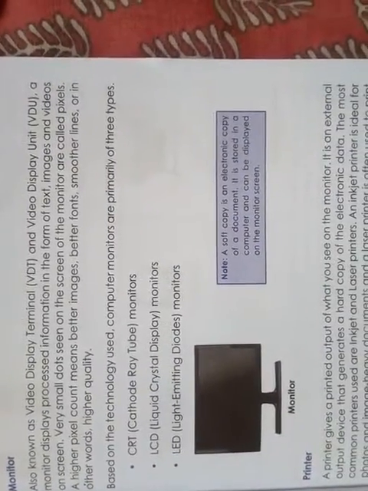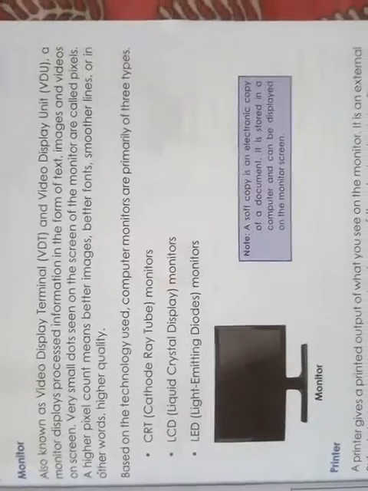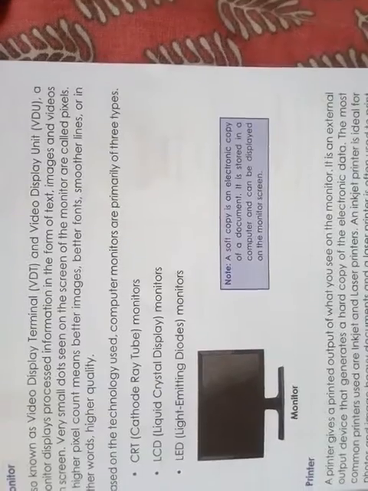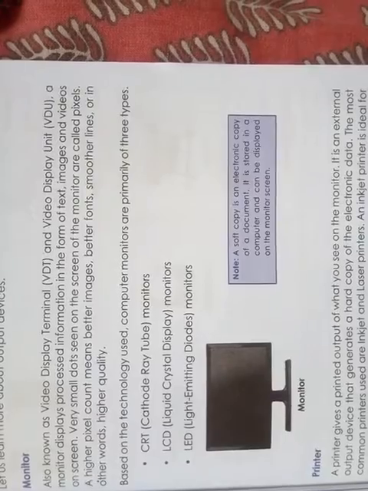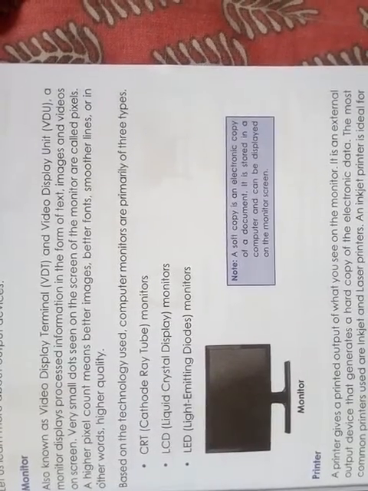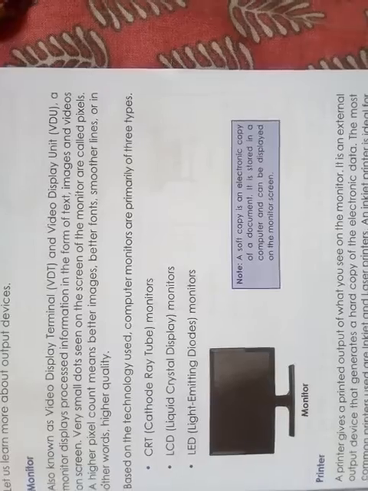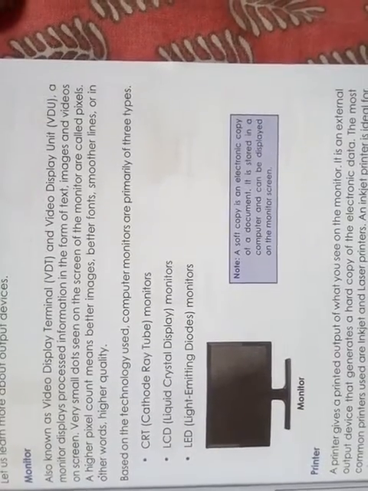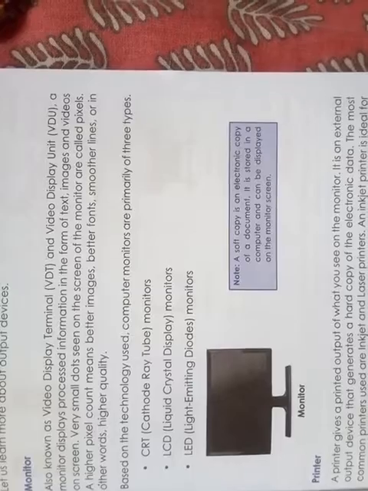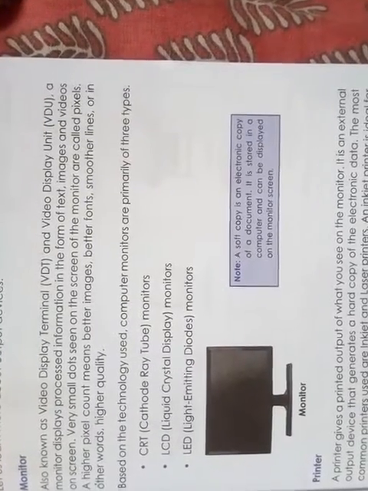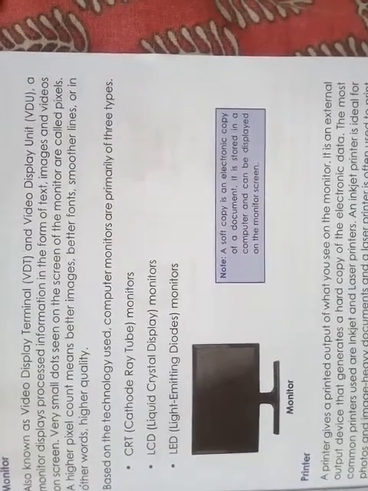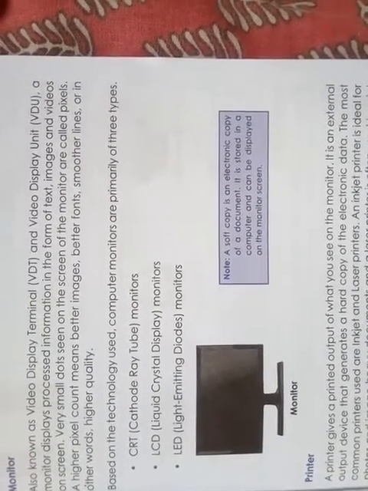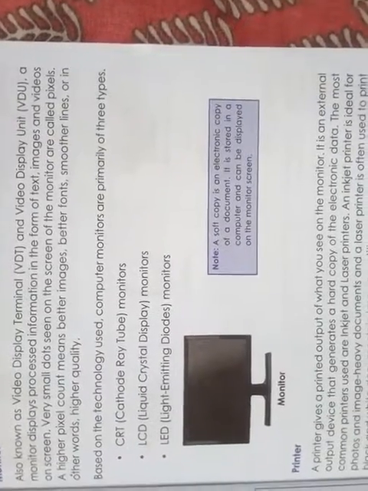The monitor, which you can see here, is also known as a Visual Display Terminal, VDT, or Visual Display Unit, VDU. A monitor displays the processed information in the form of text, images, and videos on screen. Very small dots seen on the screen of the monitor are called pixels. Higher pixel counts mean better images, better fonts, and smoother lines, or in other words, higher quality.